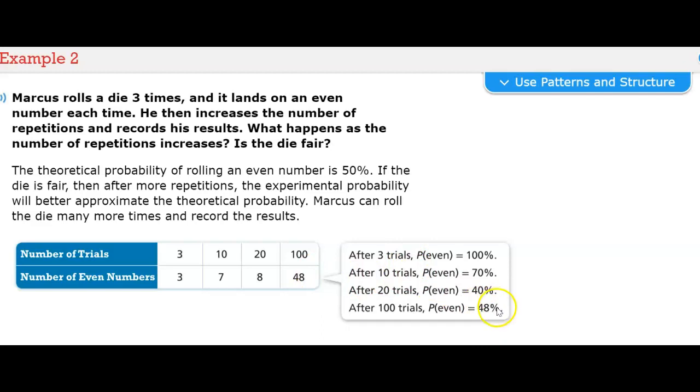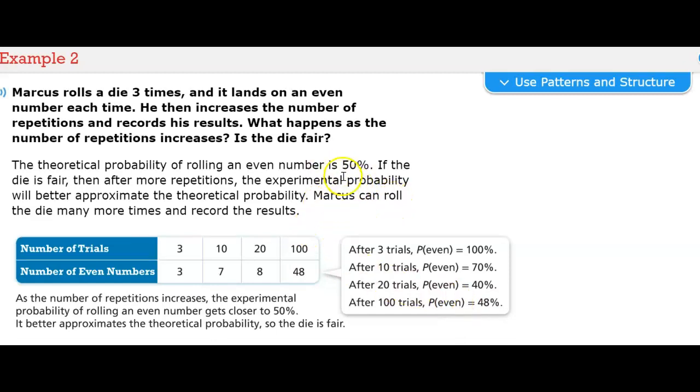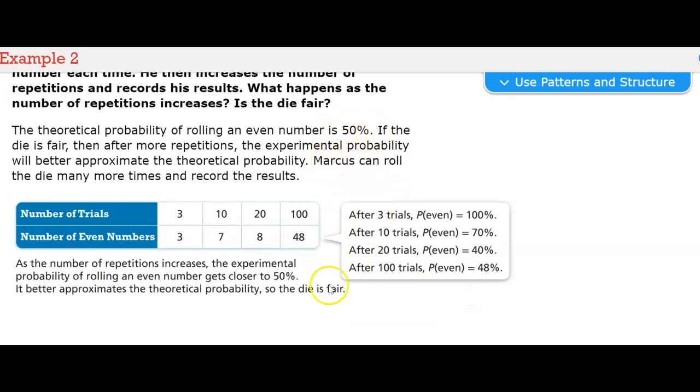that's the experimental probability, because he's rolling the die. So 48% is not too far off from the theoretical 50%. So that means the die is actually fair, because as he continues to roll the die, it gets closer and closer to that 50% that they identified as the theoretical probability.